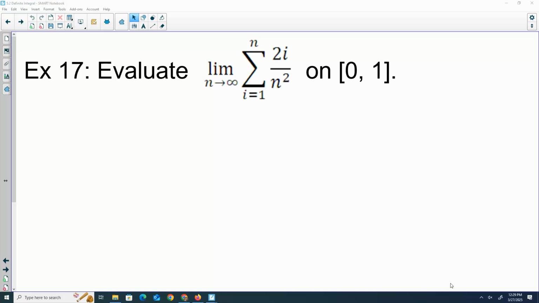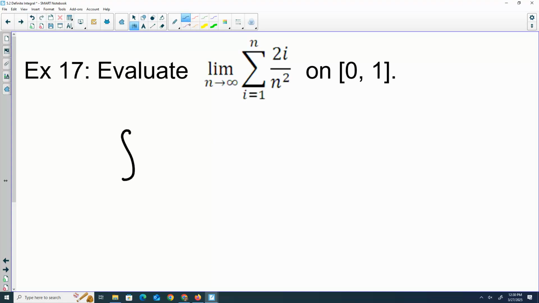Alright, so if I asked you to evaluate this, we could do the sums, or we could recognize the limit of the sum is the same thing as an integral. Well, it is a summation. Oh wait, no, that's not... the integral. So we could change this into an integral.